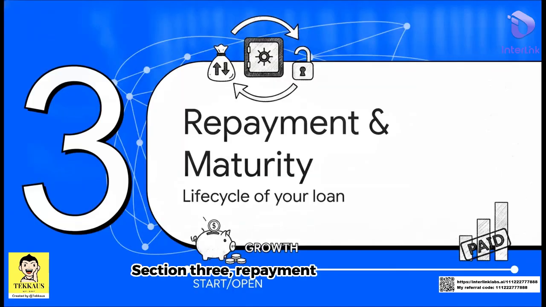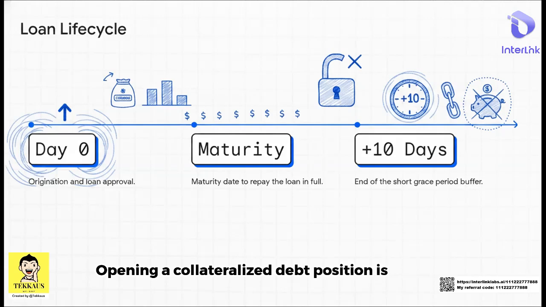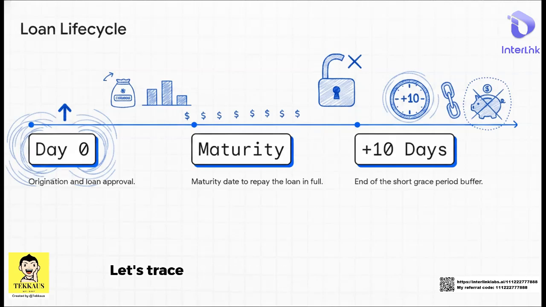Section 3. Repayment and maturity. It's time to trace the life cycle of your vault loan. Opening a collateralized debt position is just half the battle. Executing a clean exit is where real wealth management kicks in. Let's trace the life cycle. Day 0, your loan is approved and funded.